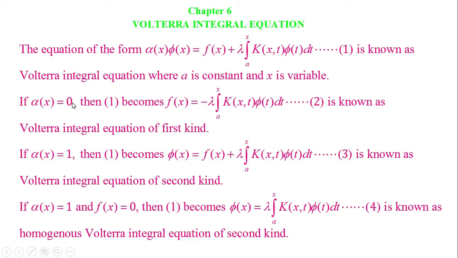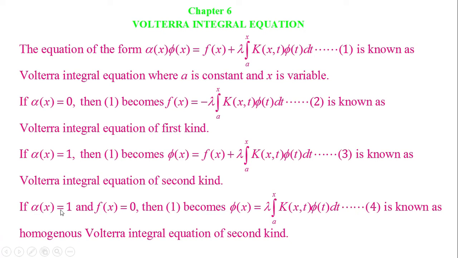If alpha of x equals 0, then equation 1 becomes f of x equals minus lambda integration over a to x k of x t phi of t dt, which is known as the Volterra integral equation of first kind. If alpha of x equals 1, then equation 1 becomes phi of x equals f of x plus lambda integration over a to x k of x t phi of t dt, which is known as the Volterra integral equation of second kind.